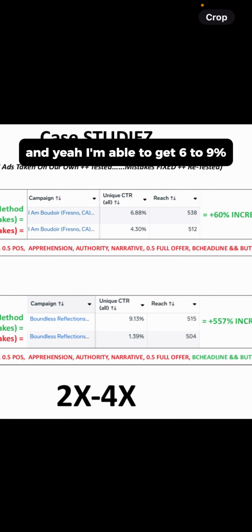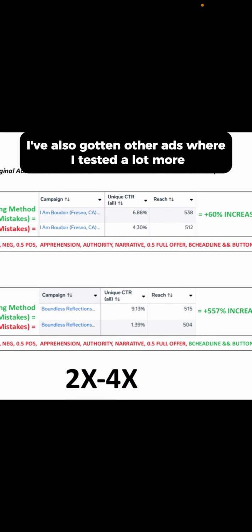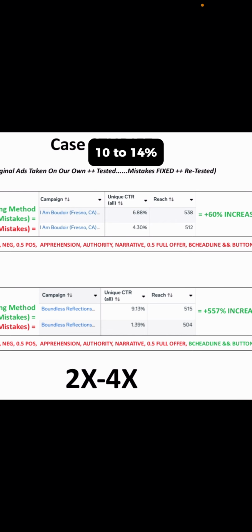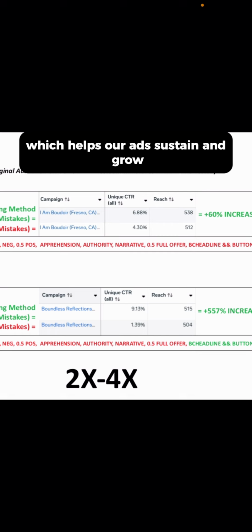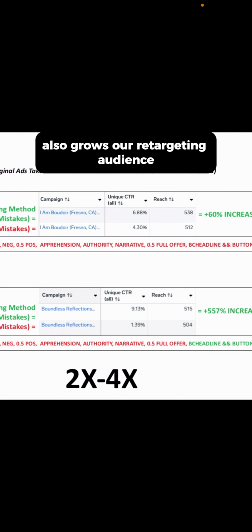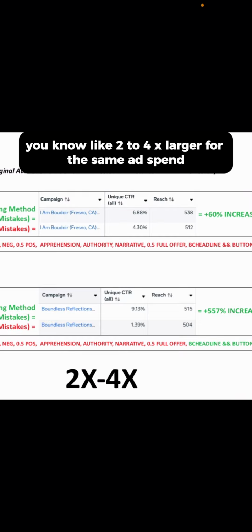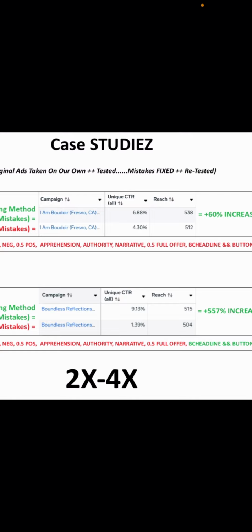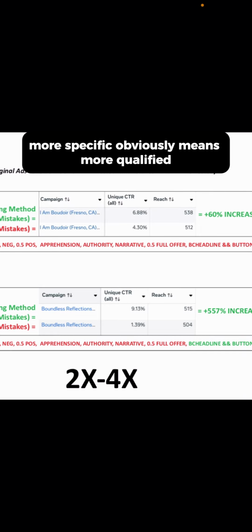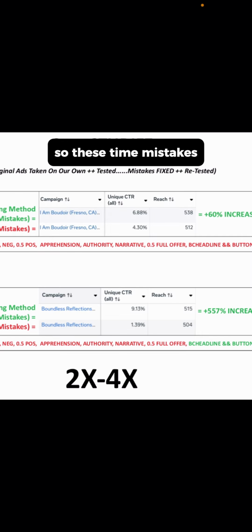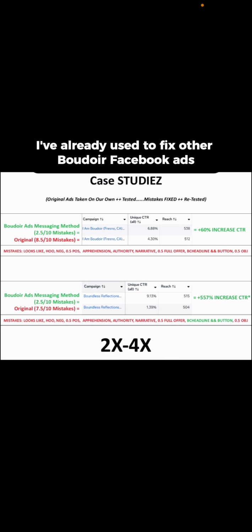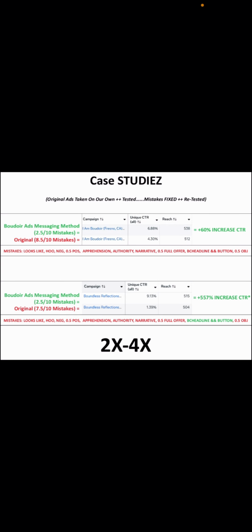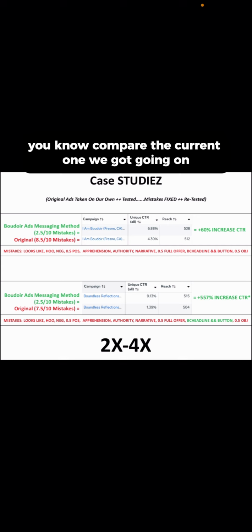And I'm able to get 6 to 9%. I've also gotten other ads where I tested a lot more, 10 to 14%, which helps our ads sustain and grow. It also grows our retargeting audience, like 2 to 4x larger for the same ad spend. And we're calling in a more specific woman, and more specific obviously means more qualified. So these 10 mistakes I've already used to fix other boudoir Facebook ads. We're also going to compare the current one we've got going on.